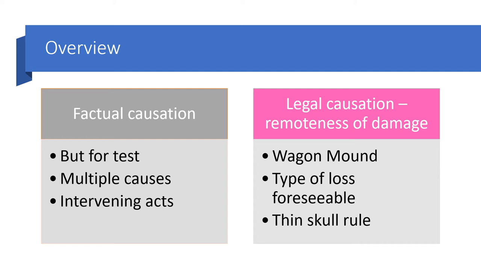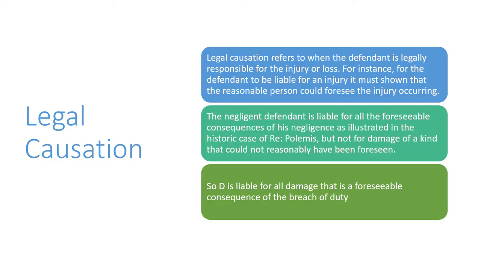So what we're going to do is consider the starting point. Then we're going to consider the type of loss foreseeable and the rules therein, and this concept of a thin skull or eggshell skull rule.